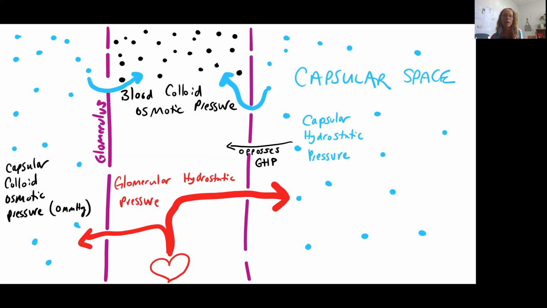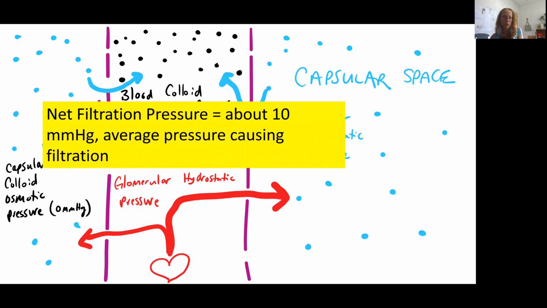When we look at the net filtration pressure, it's taking into play all of these four forces together and how they interact. So we actually see that our overall filtration pressure is less than what it would be if you had just the glomerular hydrostatic pressure. So we see it's been reduced to about 10 millimeters of mercury as the average pressure causing filtration to happen, but this is still adequate to give us a good amount to filtrate into that glomerular capsular space.